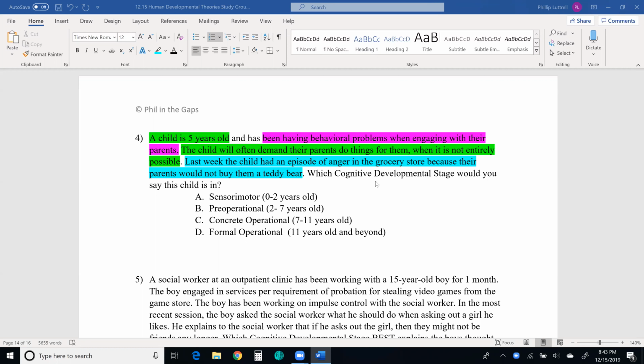They're demanding things out of their parents that aren't entirely possible. The kid had an angry outburst for a teddy bear in the grocery store last week. So at this time, we're going to rule out sensory motor because the child is utilizing the senses and motor activity to navigate the environment, but it's a little more than that. The child is getting hyper aggressive and demanding things out of the situation. It's not going to be sensory motor because the kid would be more interested in the senses and utilizing motor activity to get acquainted with their environment.